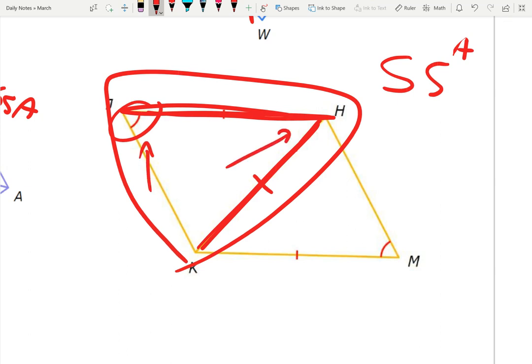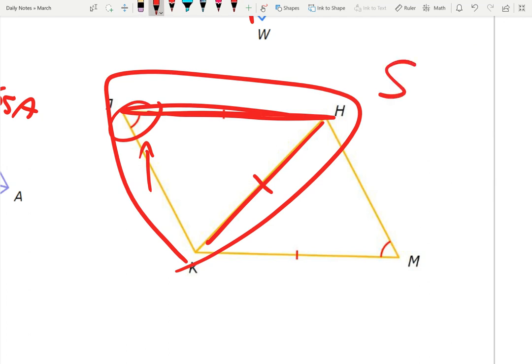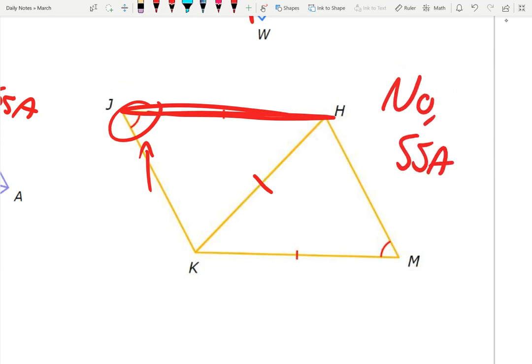It's not the one that's between the sides. It's not the angle that's connecting the sides. So if it's not the angle between them, if it's not connecting them, then what we have is side angle. The angle is not between the sides. The angle is away from the sides. So again, side angle is one that doesn't work. So we're going to say nope, because again, side angle is one that doesn't work.